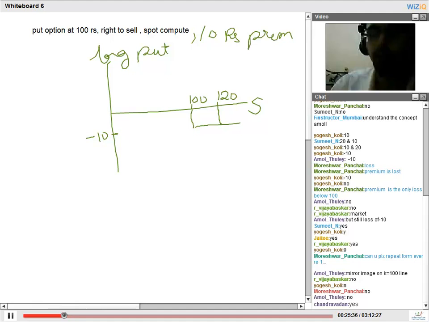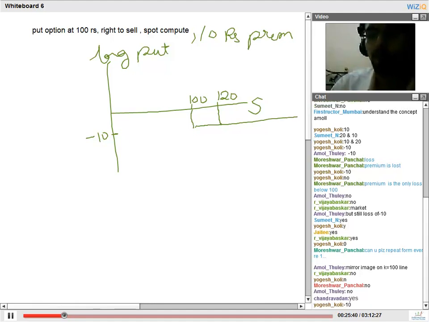In fact, for any price greater than 100, the buyer of the option will lose the upfront premium amount as he will not exercise the option. So he doesn't have to sell it at 100. He will sell it if he likes to. When will he like to? When the price is actually lower.